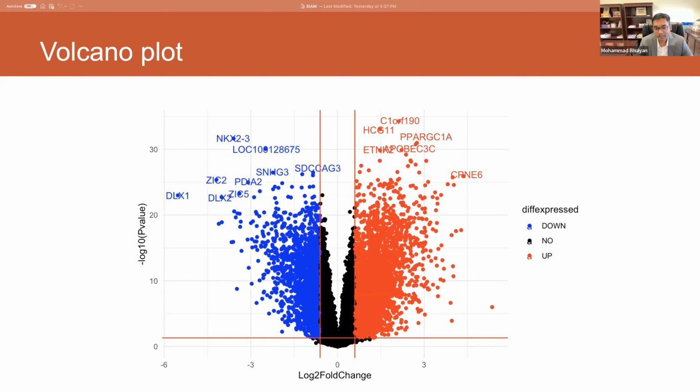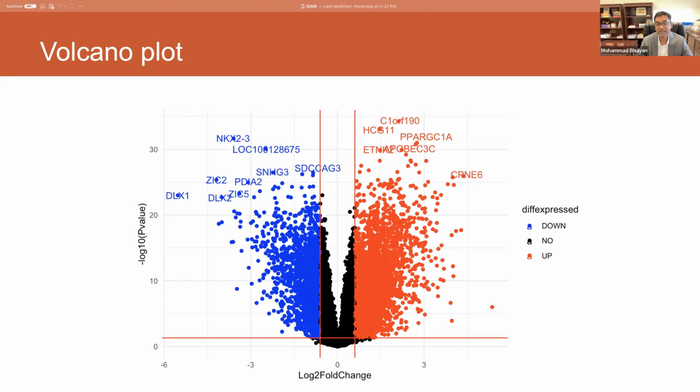So this is actually a very interesting plot. This plot is called a volcano plot. On the right side, you can see those red genes, those are called upregulated. On the left side, those genes, the blue, are called downregulated. In the middle, no response, like they didn't change, they remained as they are.